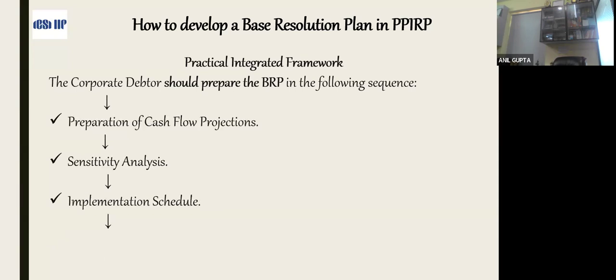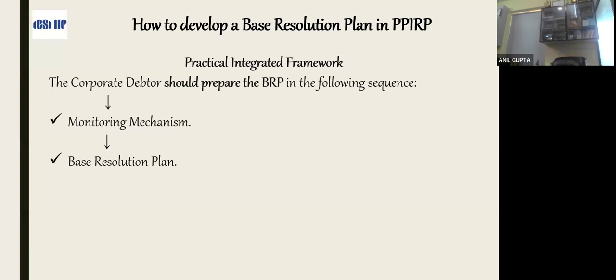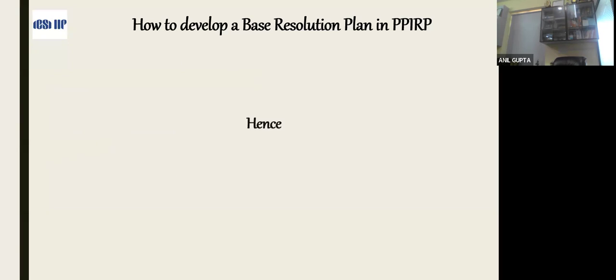Preparation of the cash flow projections. You have to apply the sensitivity and implementation schedule like that. Then it is good for the stakeholders, and the monitoring mechanism and the base resolution. To prepare the base resolution plan, the flow chart is like this. Not only that.